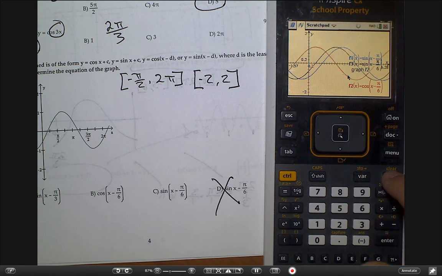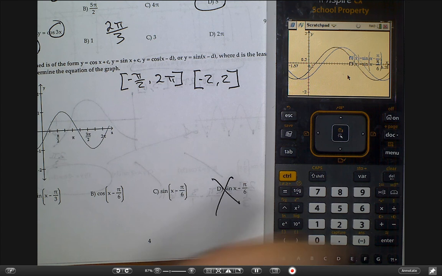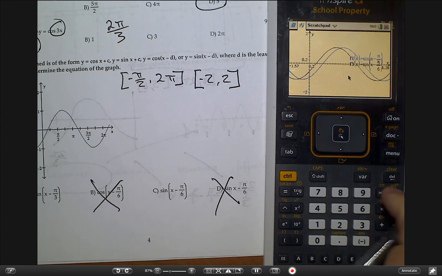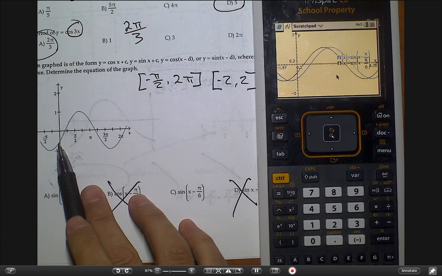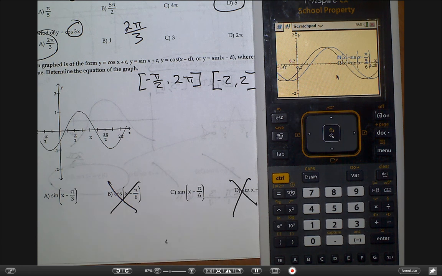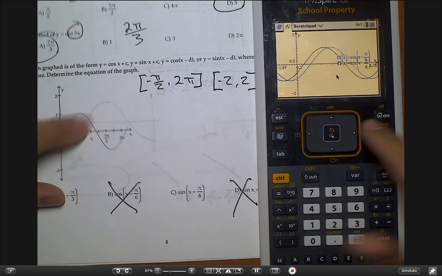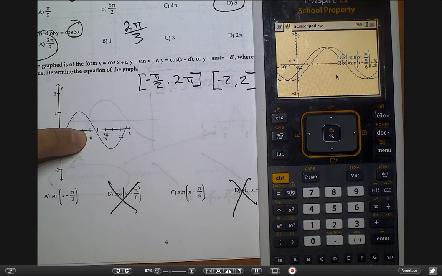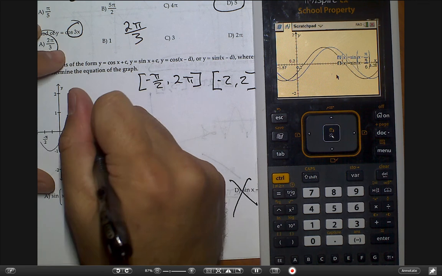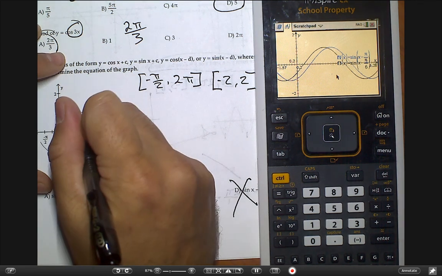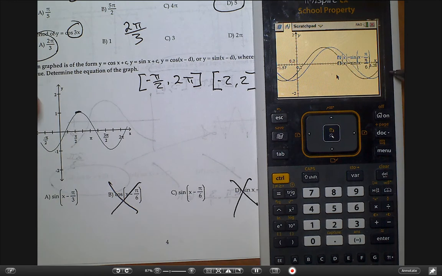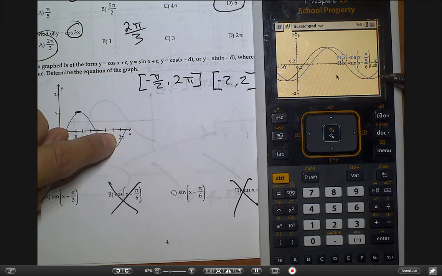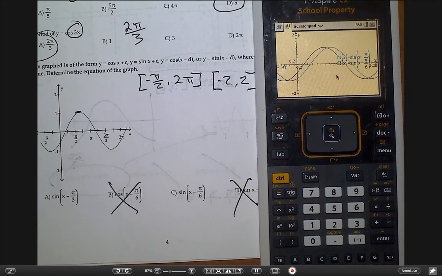And the red one is cosine, right? So let's get rid of the cosine. So it's one of these two here. So let's take a look. A couple of these things I have to try and figure out. Right here, it's supposed to be at 1. It's one of those two. Okay, 2 pi down here.